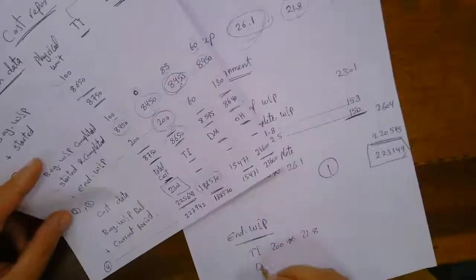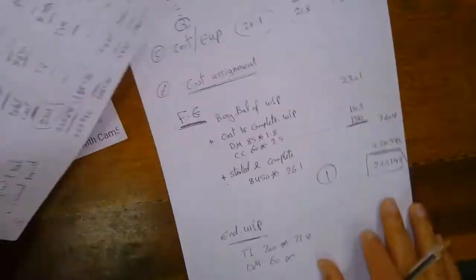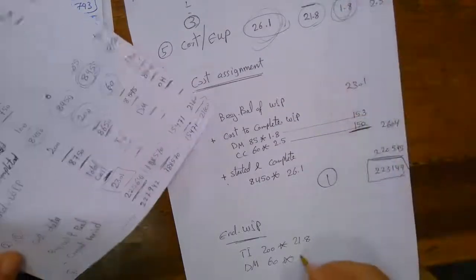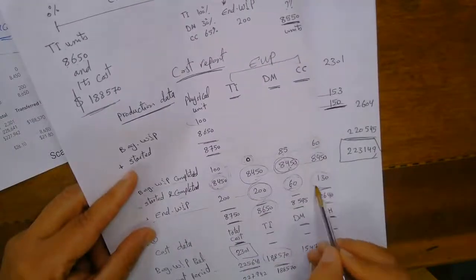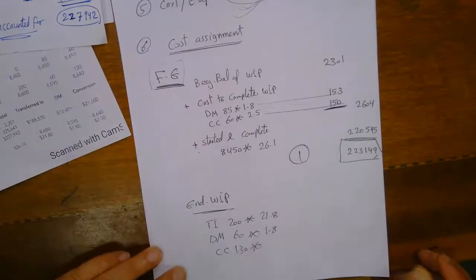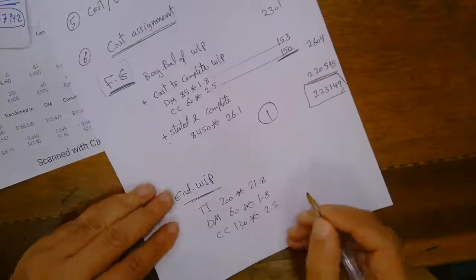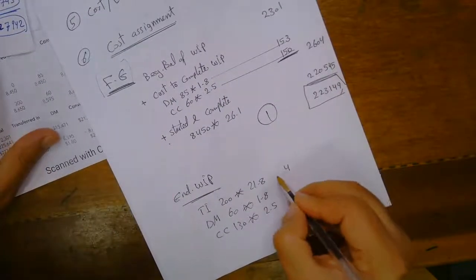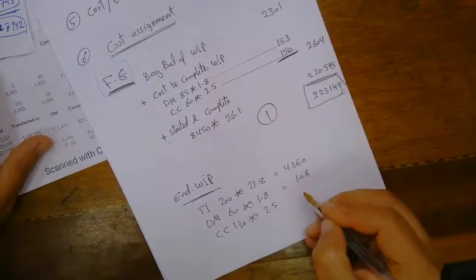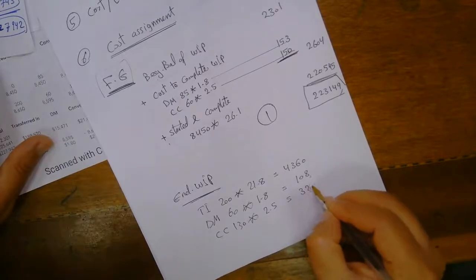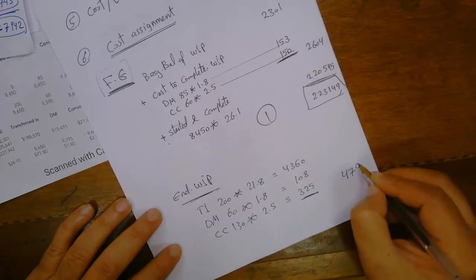We have direct material, 60 units times cost per equivalent unit of direct material, 1.8. Conversion cost, we have 130 times cost per equivalent unit of conversion cost, 2.5. So from transferred in 4,360, direct material 108, conversion cost 325. Total cost of ending work in process, 4,793.